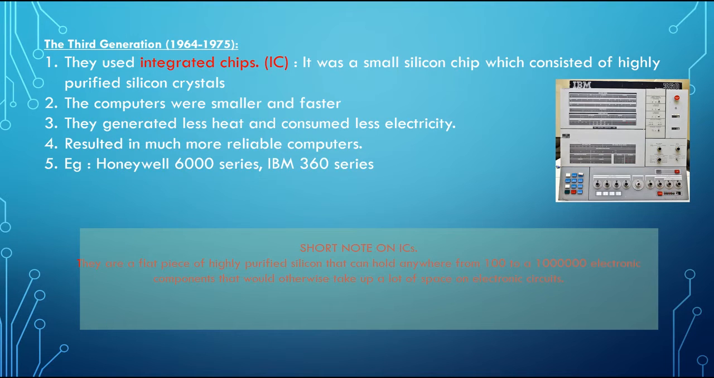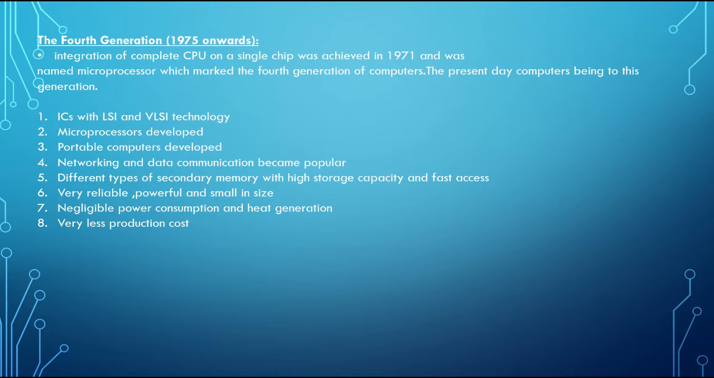My apologies for that. The fourth generation of computers consisted of integration of a complete CPU into a single IC. This was first achieved in 1971 and was named the microprocessor. This marked the beginning of the fourth generation, that is from 1975 to till where we are right now.